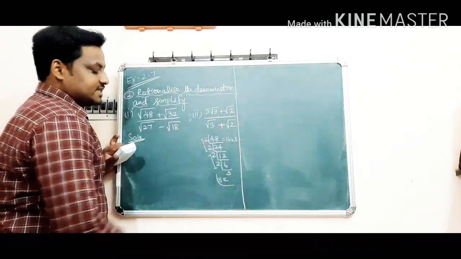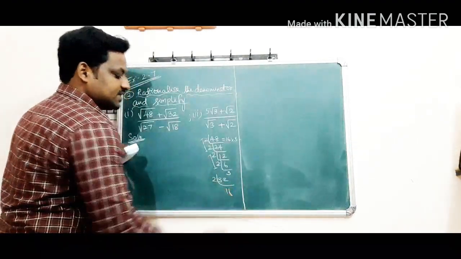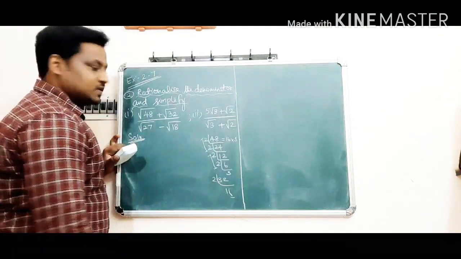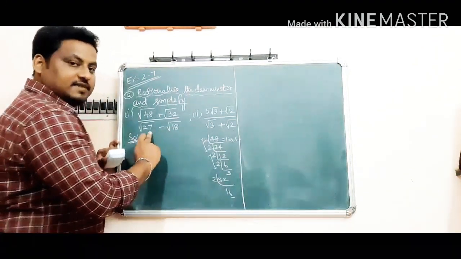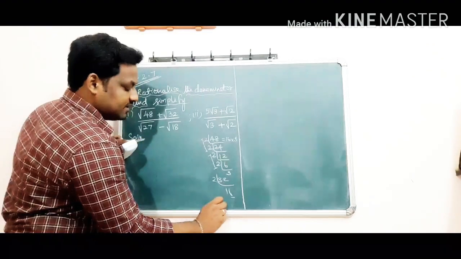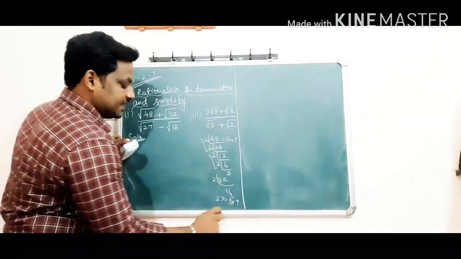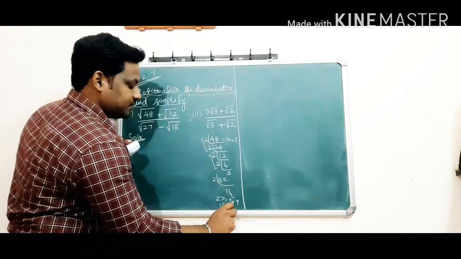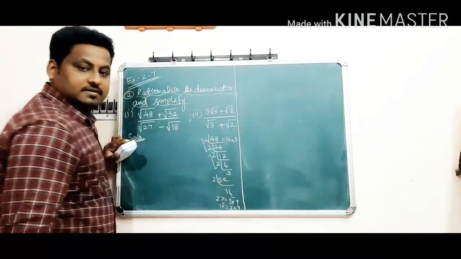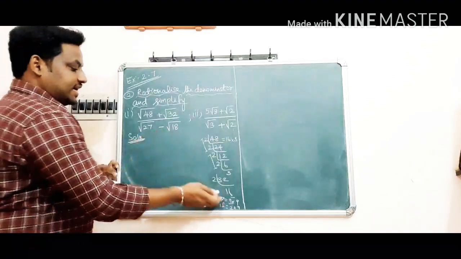And then 32, we can write as 2 into 16. So 16 is a perfect square. Okay. As well, 27 you know is equal to 3 into 9. 9 is a perfect square. And then 18 you know is 2 into 9. That is also a perfect square. So we can split the numbers.